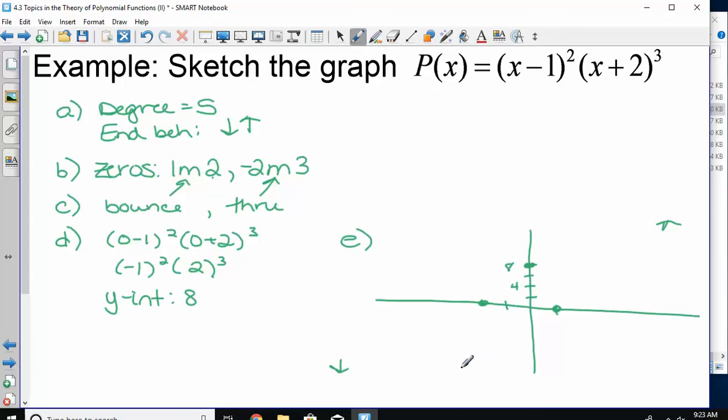So my graph starts down here. At -2, does the graph bounce or go through? At -2, it goes through. So I have to go through this. I have to hit your y-intercept, come down, hit your x, and at 1, the graph will bounce. So that means we just come back up from it.